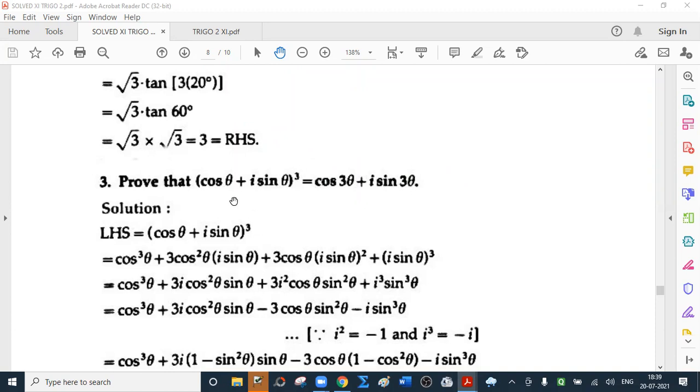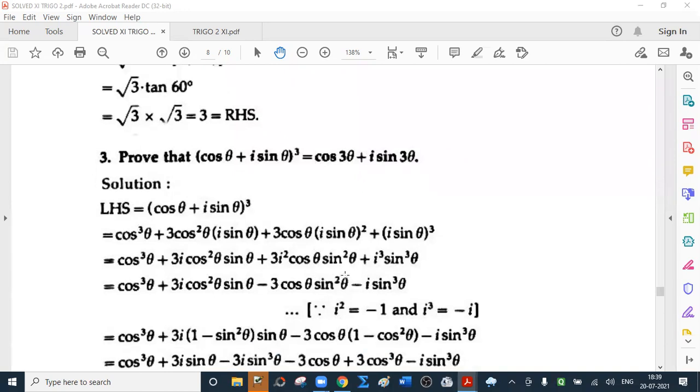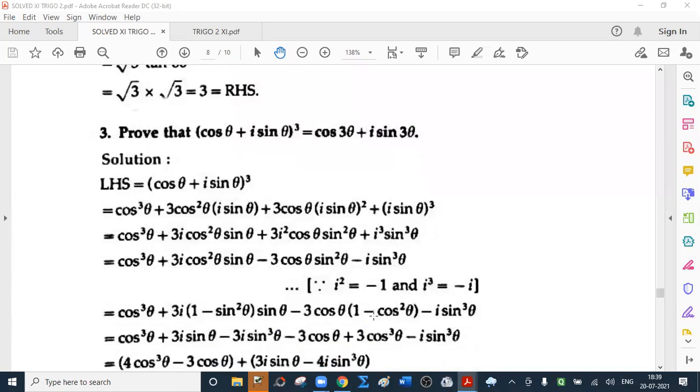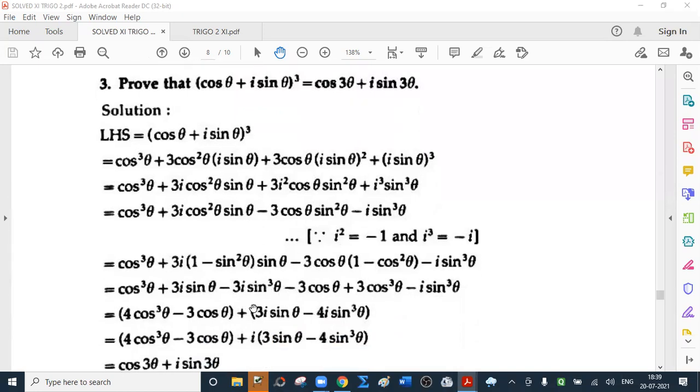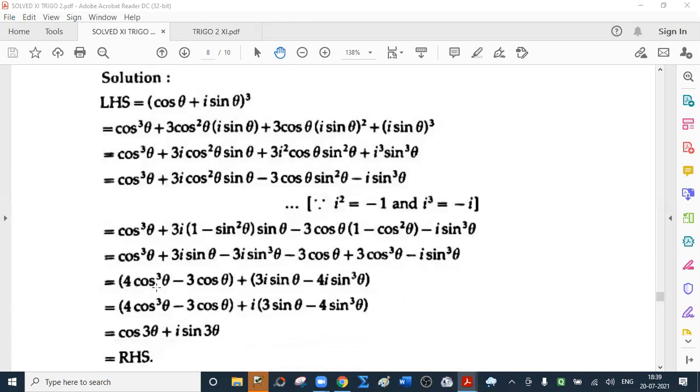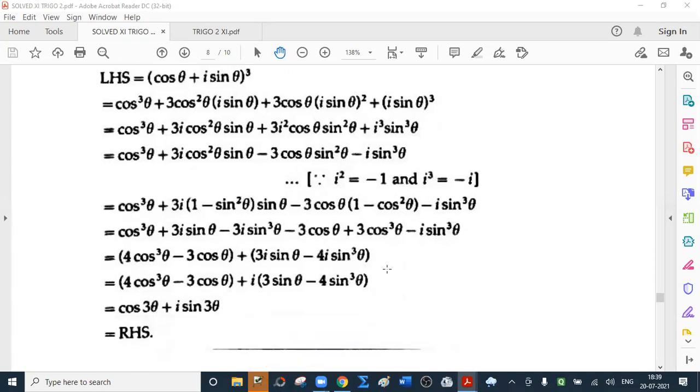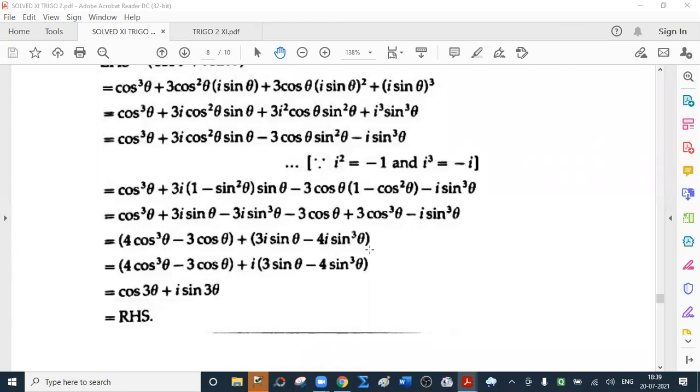Now, we want the real part in terms of cos, and therefore see this, sine square theta is to be written as 1 minus cos square theta. See the cursor, and this cos square theta should be written as 1 minus sine square theta. Open all the brackets, write the real part in one bracket and the imaginary part in the other. So the real part is 4 cos cube theta minus 3 cos theta. This is nothing but cos 3 theta. The imaginary part is 3 sin theta minus 4 sin cube theta, which is nothing but sin 3 theta. So this is the right hand side.